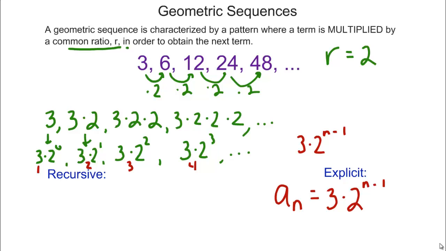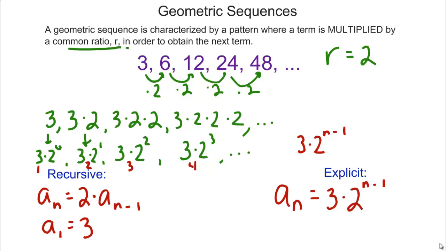Notice order of operations states that I have to do the exponent first, so that is not the same as 6 to the n minus 1. It is 3 times 2 to the n minus 1. The recursive rule is probably a little bit easier to see. To get a_n, I would take 2 times our previous term, a_(n-1). And of course, for our recursive rule, we also have to state that our first term is 3.